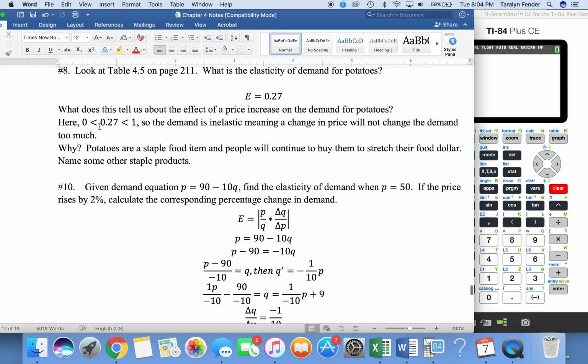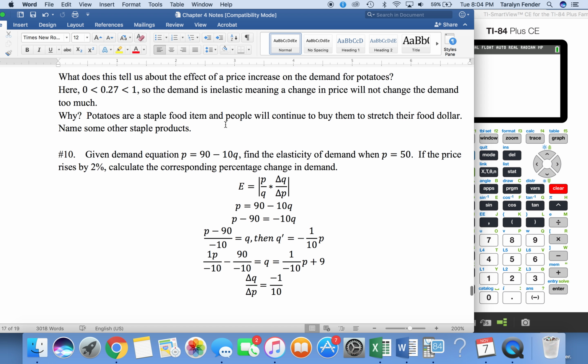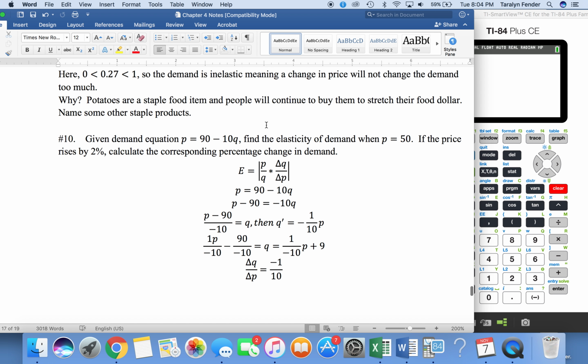Well, 0.27 is between 0 and 1, so the demand is inelastic, meaning a change in price will not change the demand too much. Potatoes are a staple food item, and people will continue to buy them, but they want to stretch their food dollar, but potato is a good staple product.